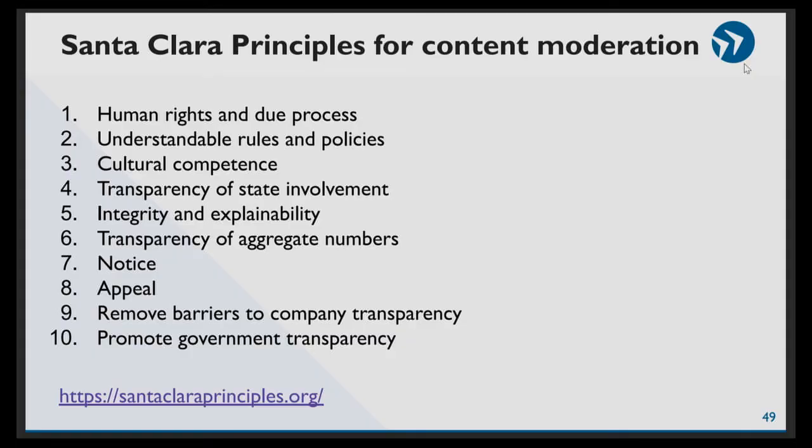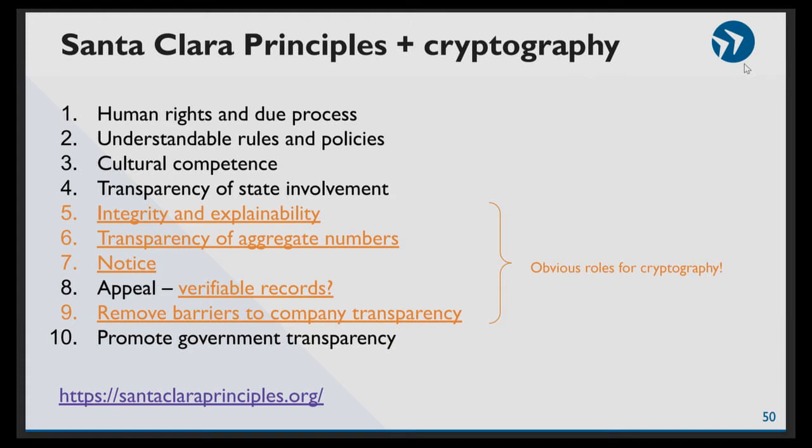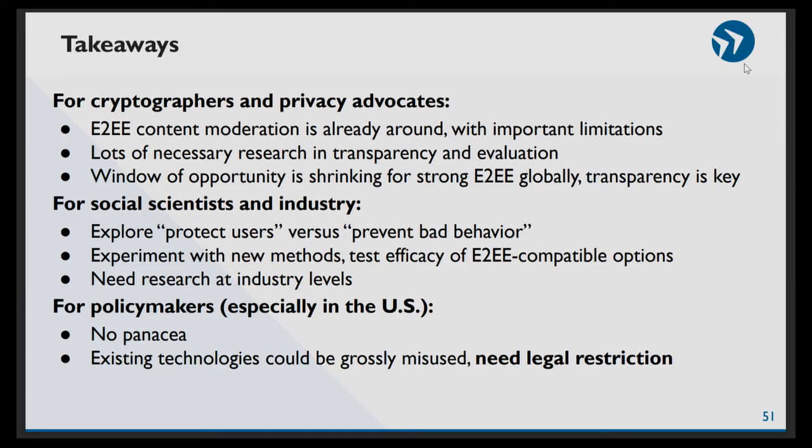Just to drive this point home, there are these Santa Clara Principles for content moderation, and without even thinking about it, at least half of these have obvious roles that cryptography could help play in the transparency side, in the evaluation side, in making sure that appeals have some kind of verifiable records, and making sure that we have cryptographically verified aggregate numbers revealed, and that kind of thing. So I'm going to leave it there. For cryptographers, my takeaway is there's already more end-to-end encrypted content moderation than I realized, and I think than most people realized.